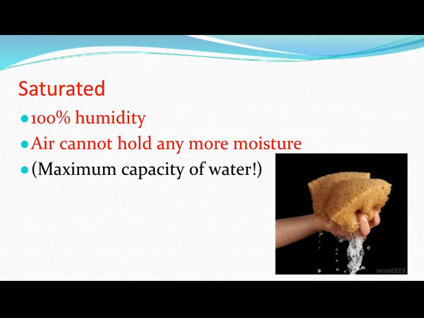So if we tried to add more water into that atmosphere, if we were already at 100% humidity and we tried to add more water into that atmosphere, what's likely going to happen? That water's going to have to come out of the sky, right? Rain, snow, sleet, some sort of precipitation, some sort of moisture is going to have to come out of the sky, right? Because that air just can't hold anymore.